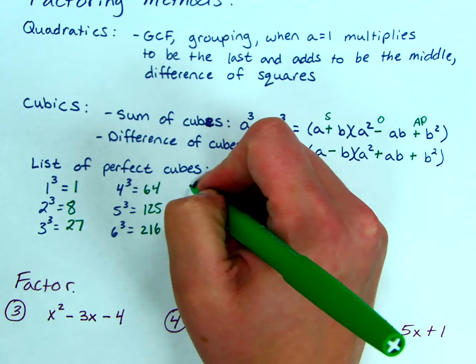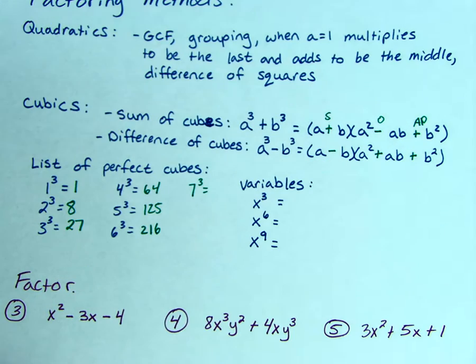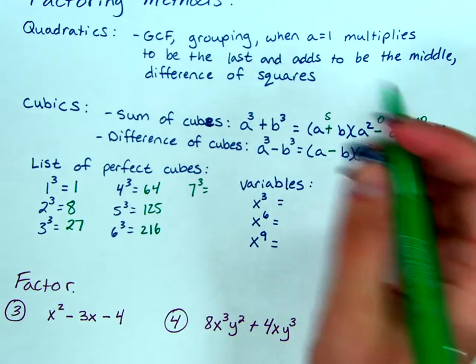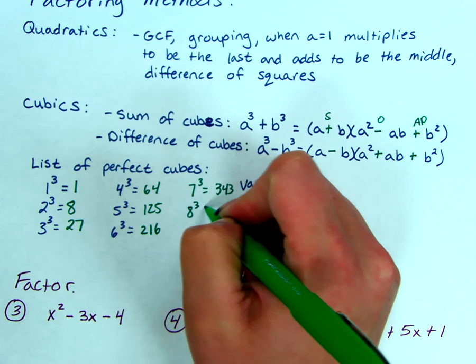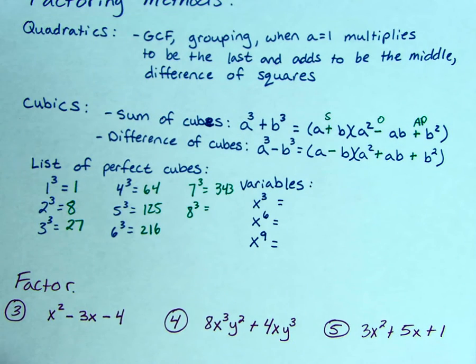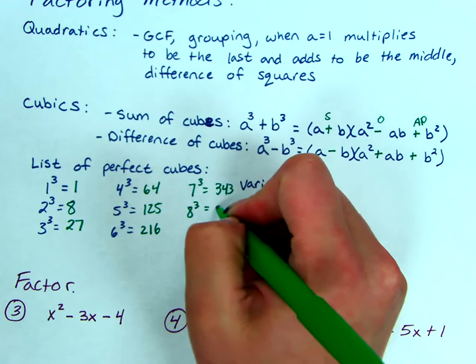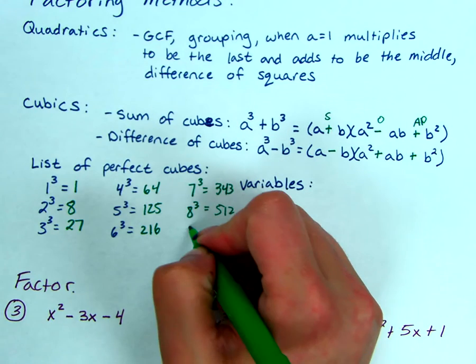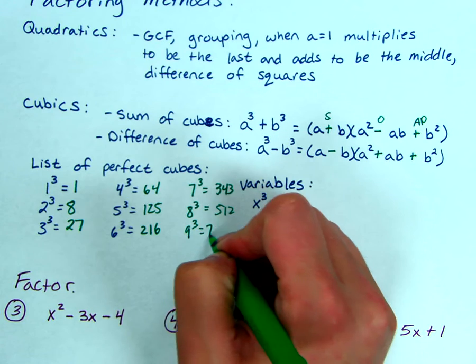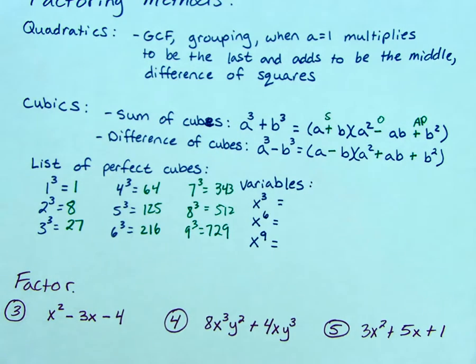And if we want, we can even make our list further. 7 cubed is going to be 343. 8 cubed will be 512. And 9 cubed will be 729. So those are some of the pretty common cubes.